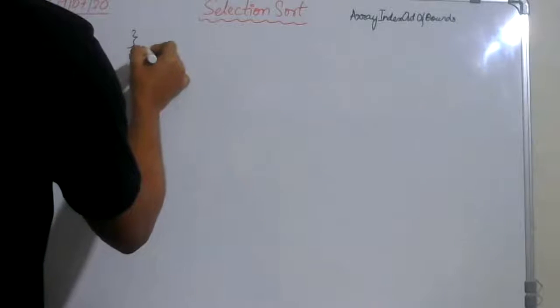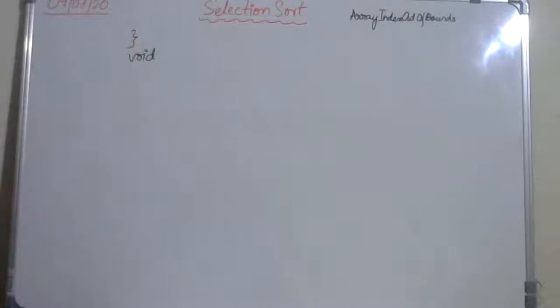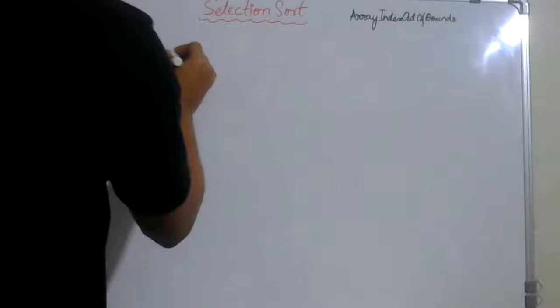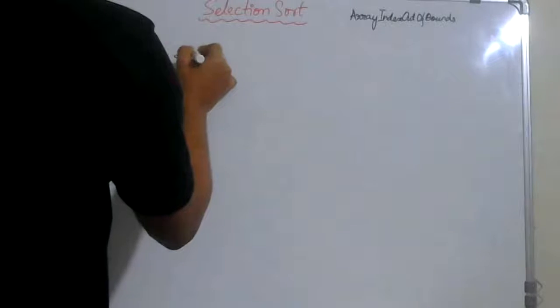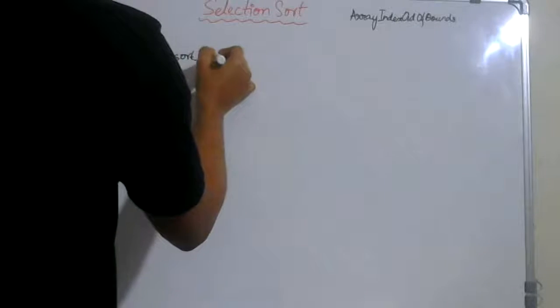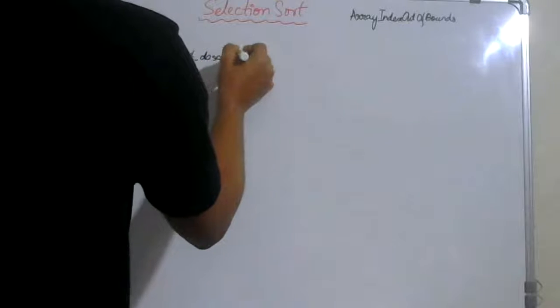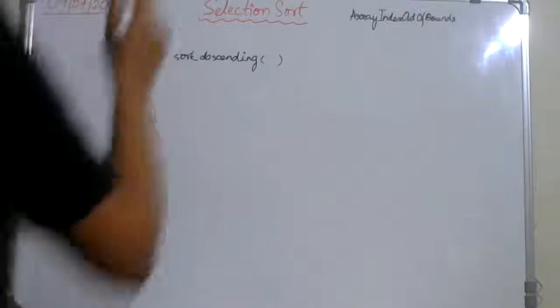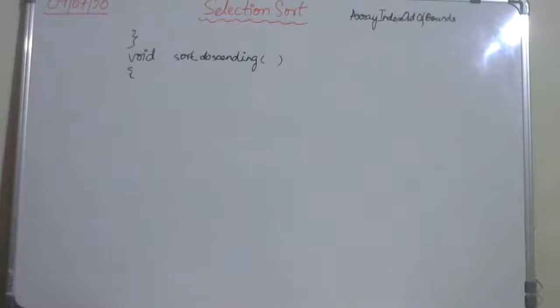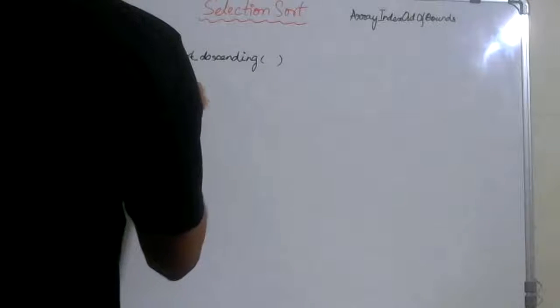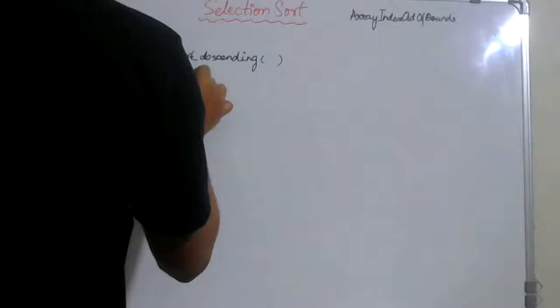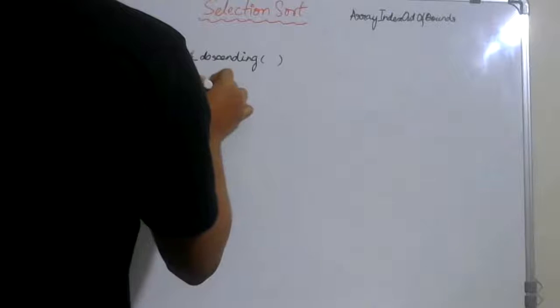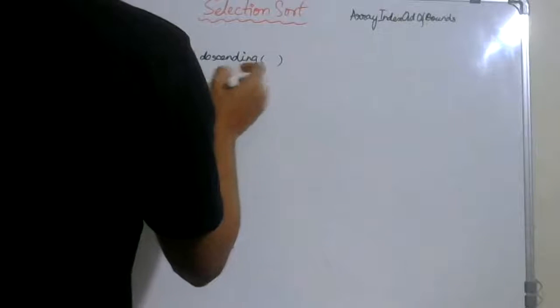So for the void sort descending function, we'll have one more function to sort the array in descending order. So void, let's call it sort descending, just like we called the previous one sort ascending. It does not take any arguments. It's pretty much the same program code, except there'll be a slight change in the if statement.